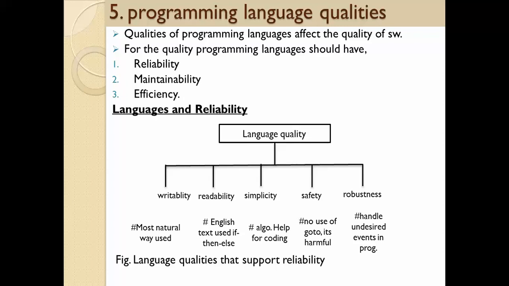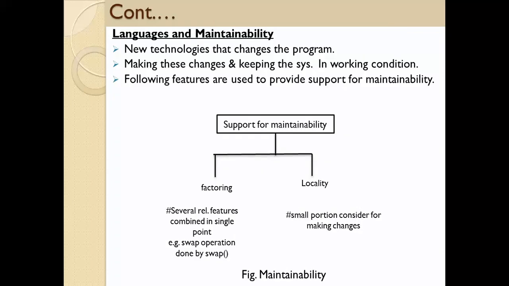So this quality is present in the programming language, then we can say that this is a reliable programming language. Now, how can we define maintainability? Maintainability is nothing but maintenance. Suppose any new technology is invented, then it should be upgraded into the existing software, so that it supports maintainability, making these changes and keeping the system in working condition. The following two features should be supported for maintainability.